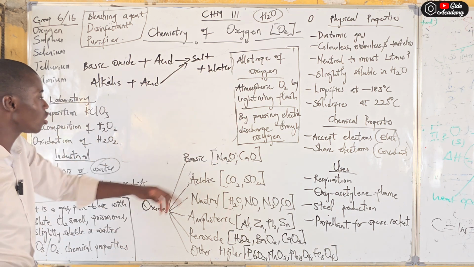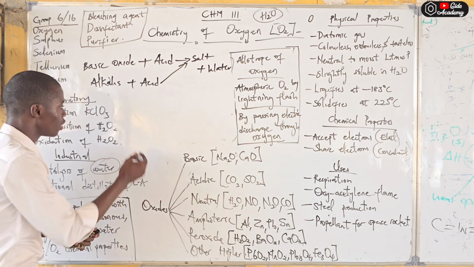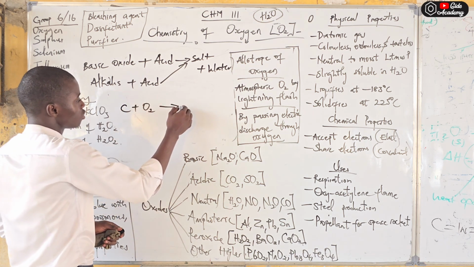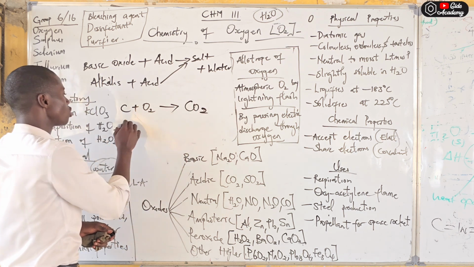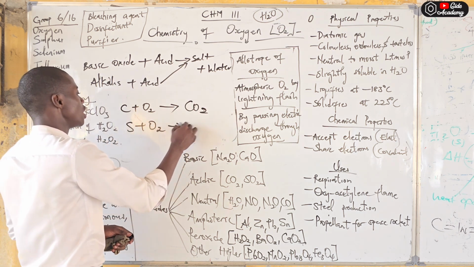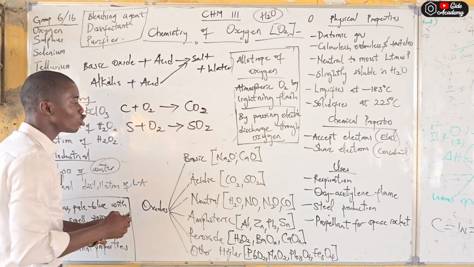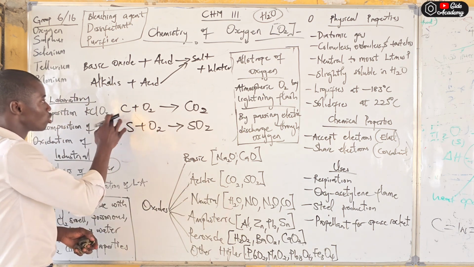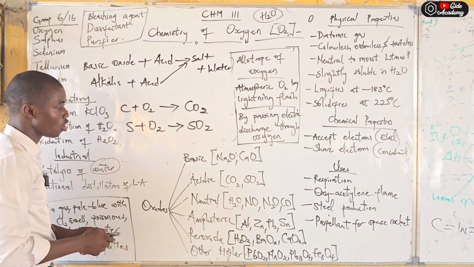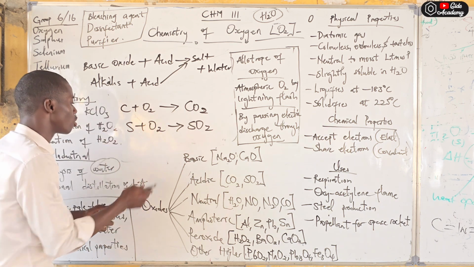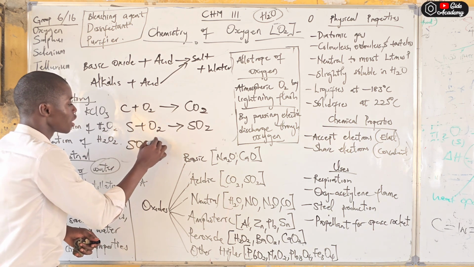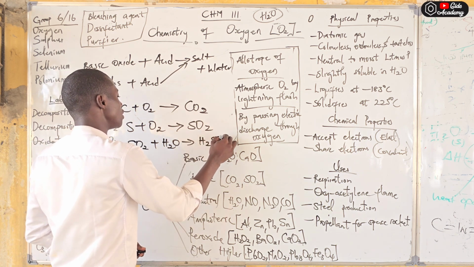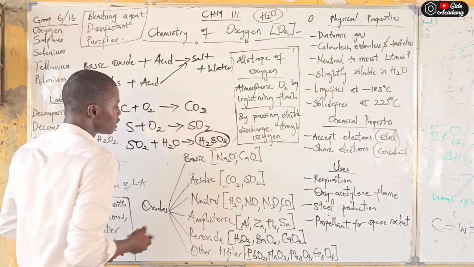So for acidic oxide, these are oxides of non-metals. For example, if you have carbon plus oxygen, at the end of the day we are going to have CO2. Sulfur plus oxygen, we are going to have SO2. So oxides of non-metals are acidic. Because this is a non-metal, and this is a non-metal, we call them acidic oxides. So why are they acidic oxides? Because this SO2, if we dissolve it in H2O, it's going to give us H2SO3.